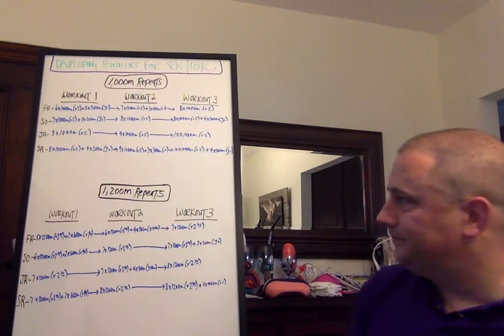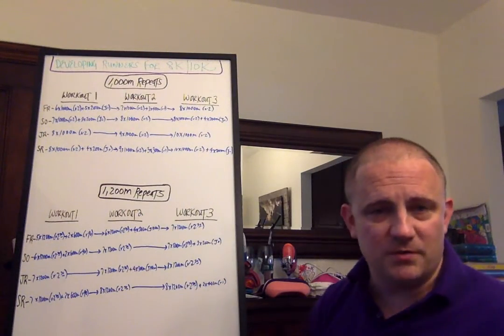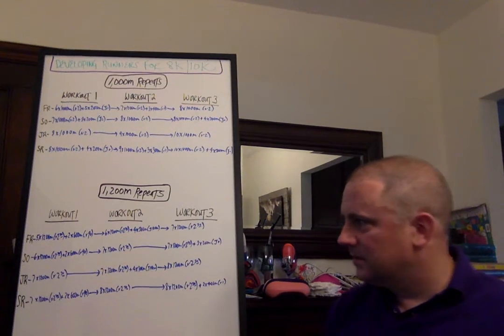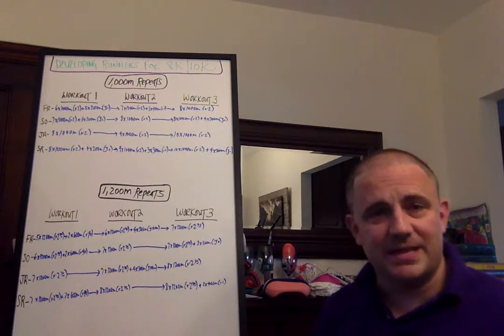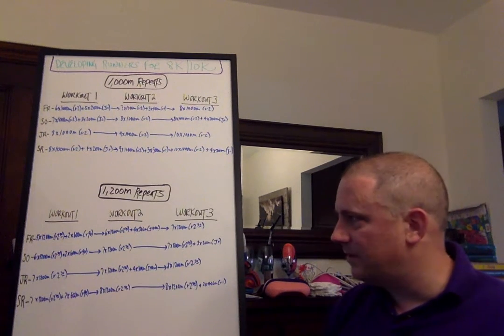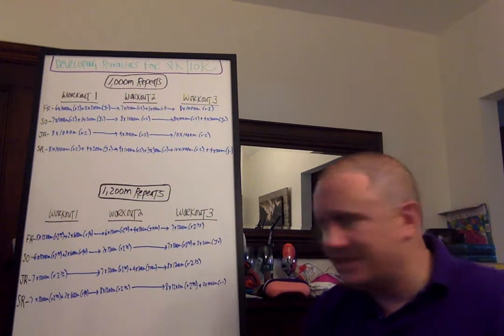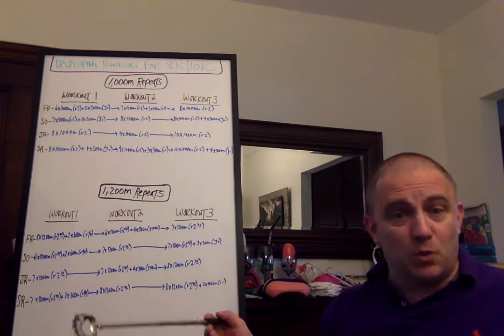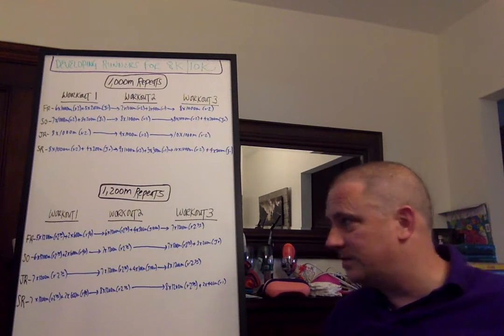Okay, now let's move on to the 1,200 meter repeats. Freshmen, 5 times 1,200 meters. Notice it's the same volume as the 6 times 1,000, 6,000 meters. This is a 2-minute 30-second recovery. And then on the back end, 2 by 600 meter efforts with a 90-second recovery. So it's a total of 6 times 1,200 meters, 7,200 meters.